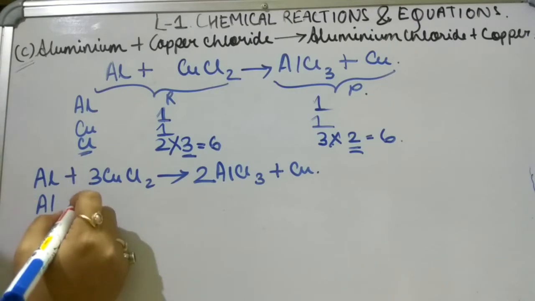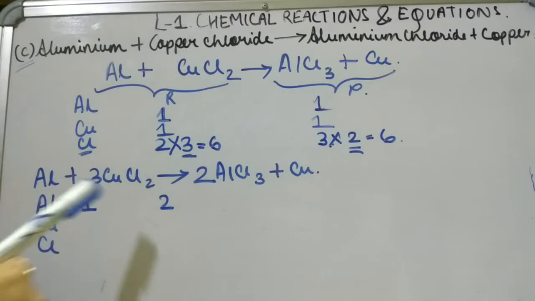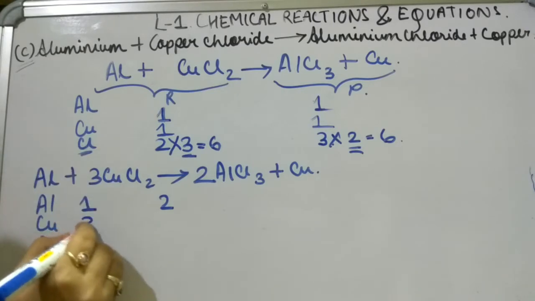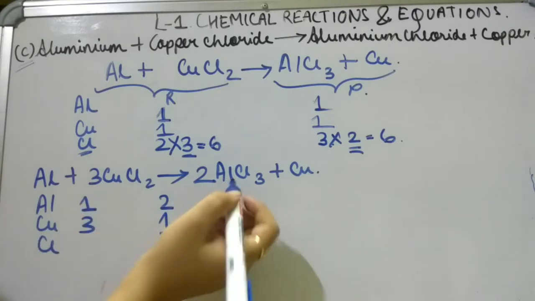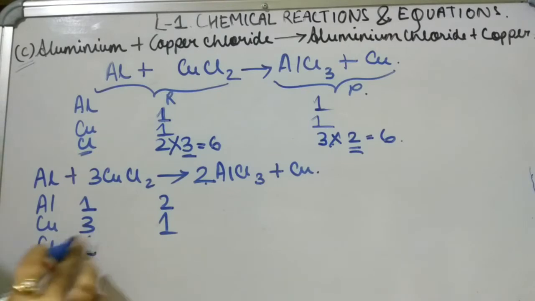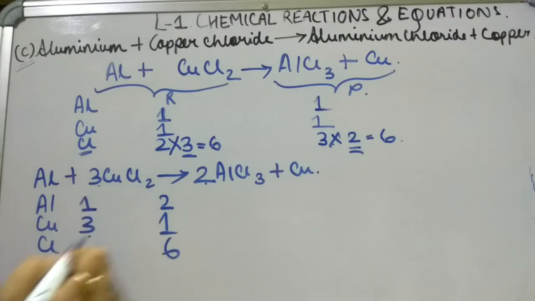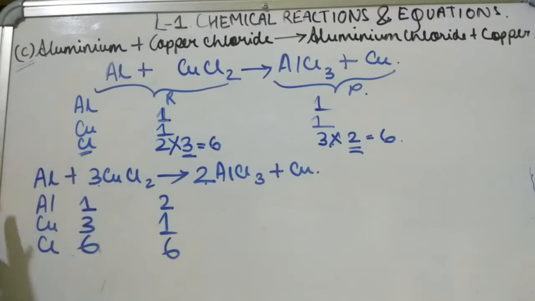So aluminium, 1 aluminium in the reactant and 2 aluminium in the product side. Copper, 3 copper, and here we have 1 copper. Chlorine, we have 6 chlorine in the product side and 6 chlorine in the reactant side. So now aluminium and copper are unbalanced, so let's balance. Any one of them we can take. So first I'm taking aluminium.